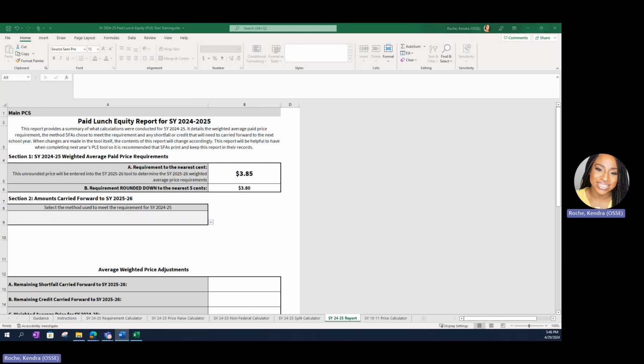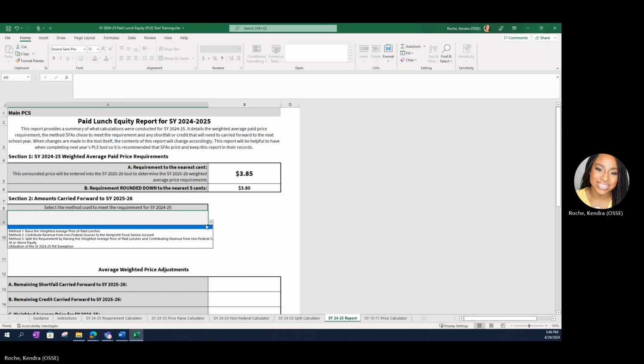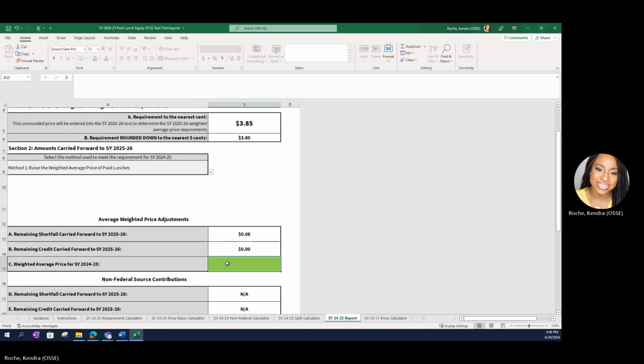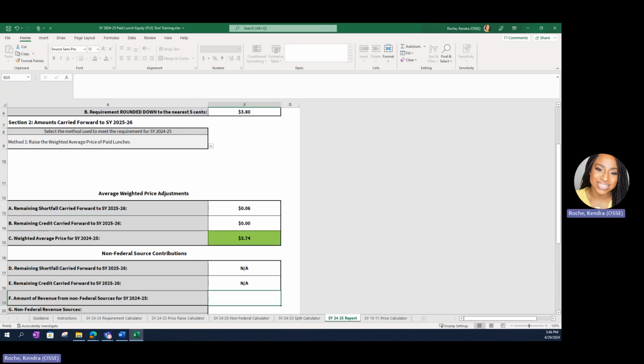In this example, paid lunch prices were increased and the new weighted average price for school year 24-25, which was determined on tab 4, the school year 2024-25 price raise calculator, must be entered. If you chose to use non-federal contributions, you would enter the amount of funds contributed for the 2024-25 school year and the source of the non-federal funds.